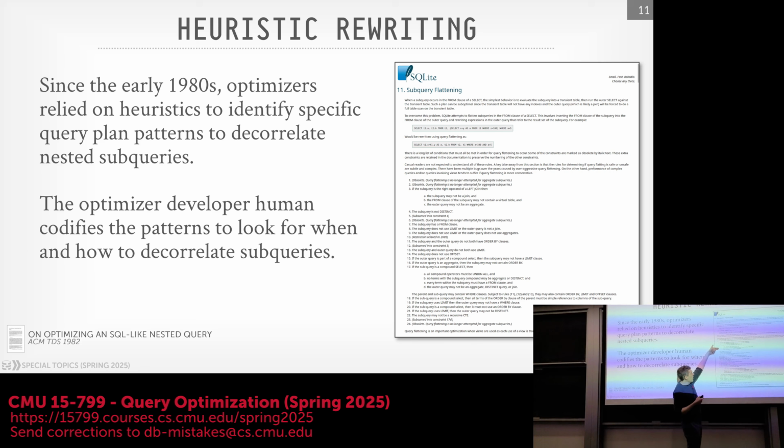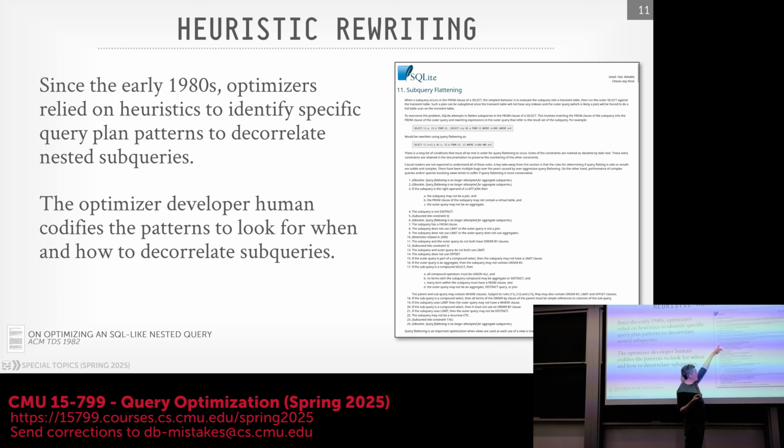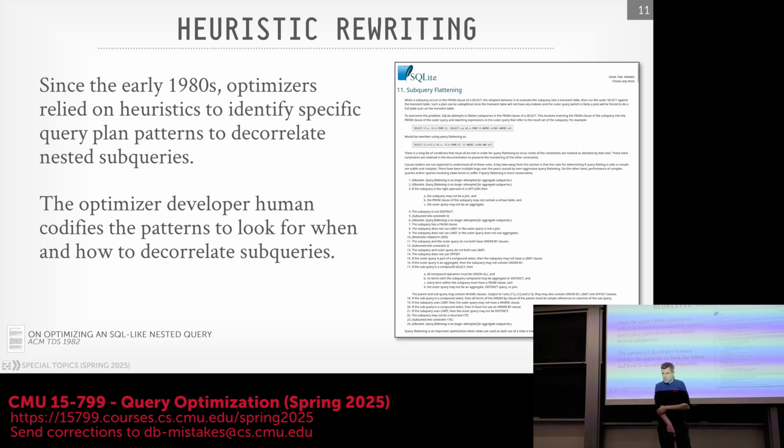If the subquery is the right operand on the left outer join, then the subquery may not be the join, and the from clause of the subquery may not contain the virtual table, and the outer query may not be an aggregate. These are the rules that someone would have to write in the optimizer to identify these patterns to then be able to do the rewrite transformation.